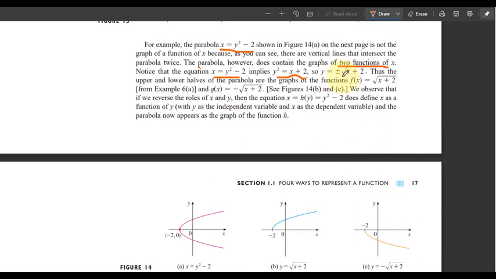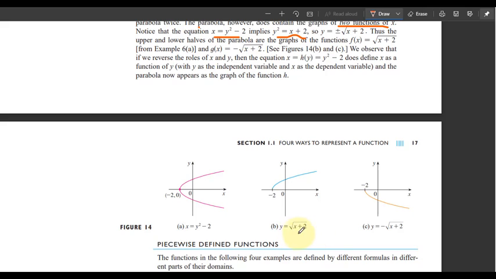So if you say, I only mean the plus side, then we only mean this blue, and this blue is a function. Same thing with this orange, it is a function. So if you separate them, then you could call each piece a function. So here's the positive square root, and here's the negative square root. Those are both functions.